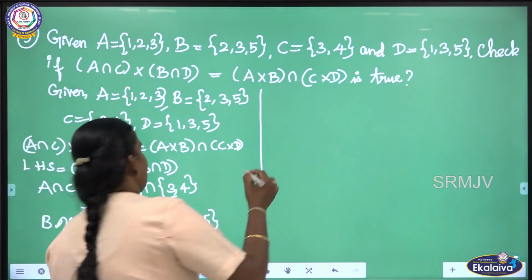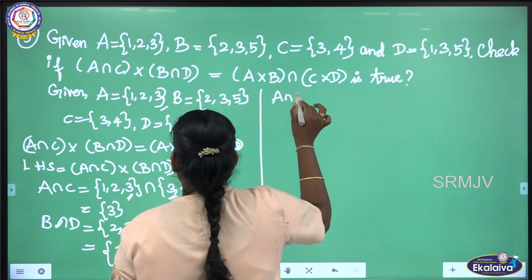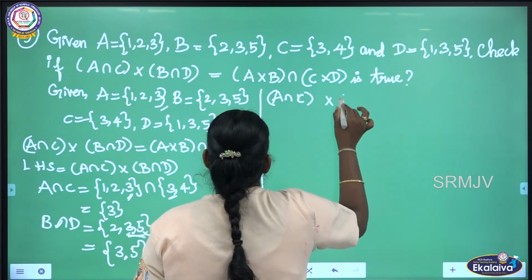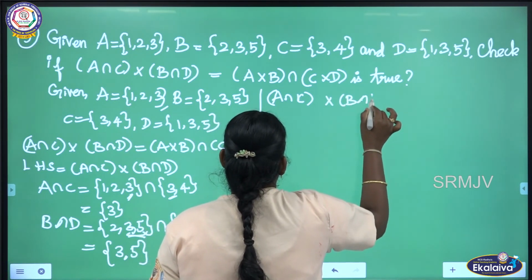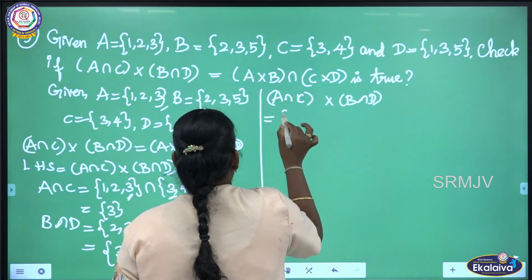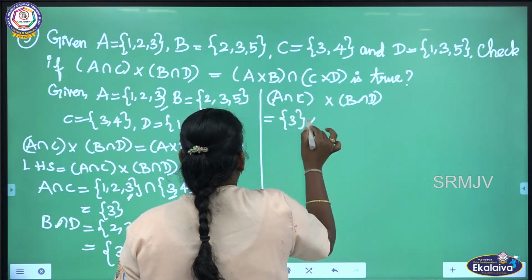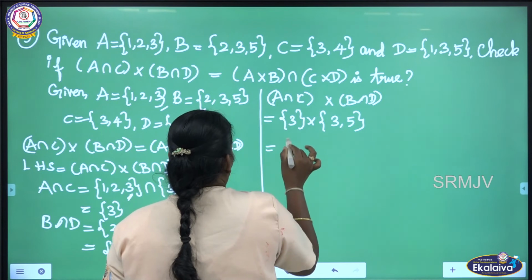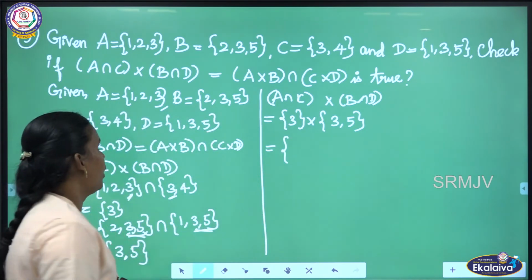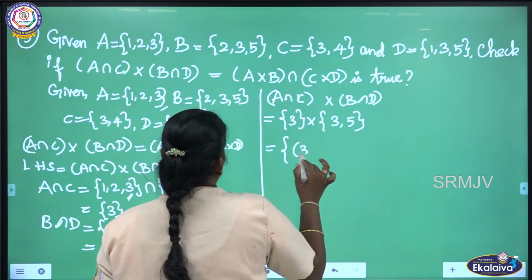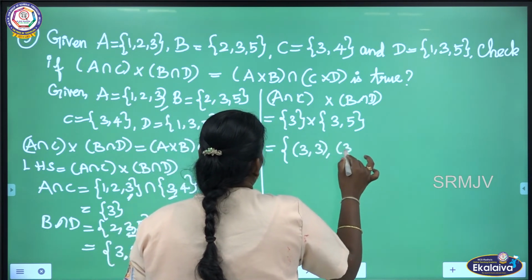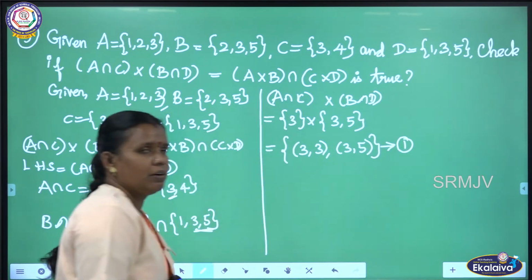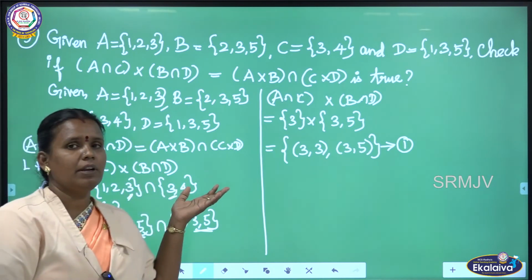Then I am going to proceed with this LHS part, which is (A intersection C) cross (B intersection D). A intersection C is {3}, cross B intersection D is {3, 5}. After writing, I have to make it a cross product. So the cross product is {(3, 3), (3, 5)}. Mention this as equation number 1. Are you clear, students? So first we completed our LHS part.